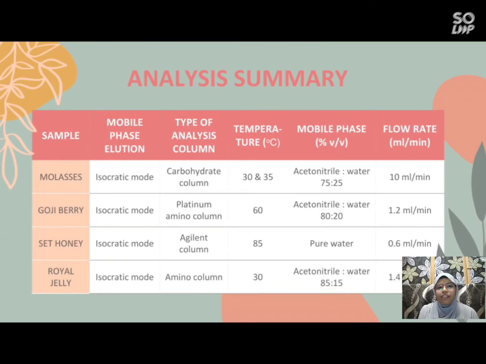The mobile phase for 3 samples, which are molasses, goji berry, and royal jelly, is the same, while the other one is set honey, which uses pure water. Molasses uses a ratio of 75/25% volume over volume, acetonitrile over water, 80/20 for goji berry, and 85/15 for royal jelly. And the flow rate for molasses is 1.0 ml per minute, 1.2 ml per minute for goji berry, 0.6 ml per minute for set honey, and lastly 1.4 ml per minute for royal jelly.